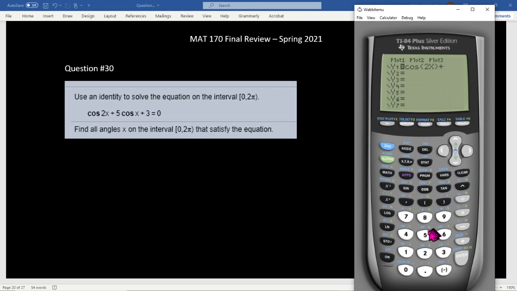plus 5 cosine of x plus 3. And then we go equals 0.